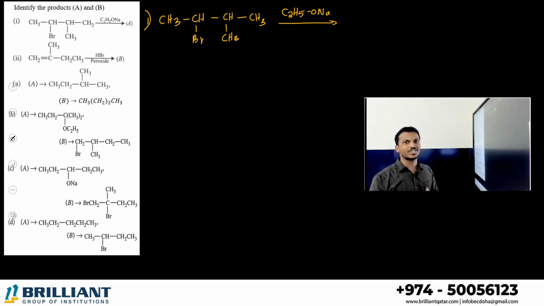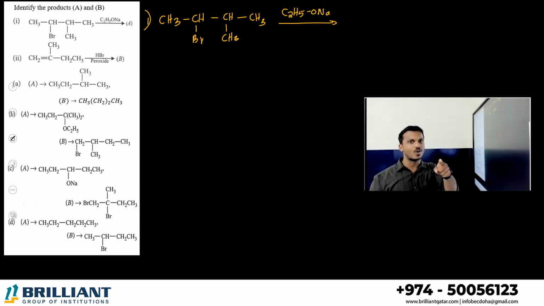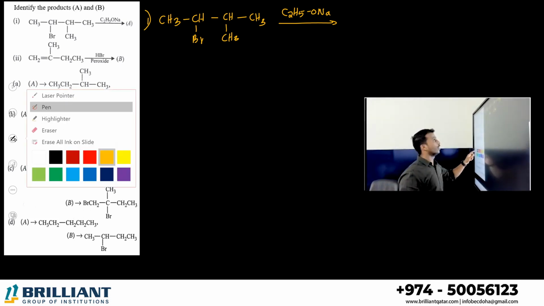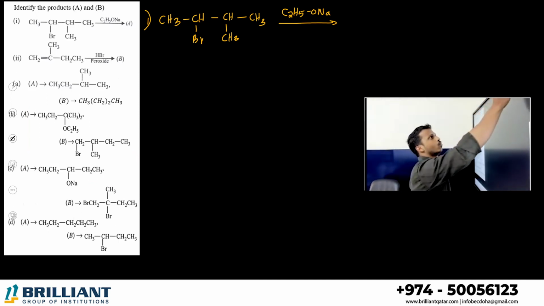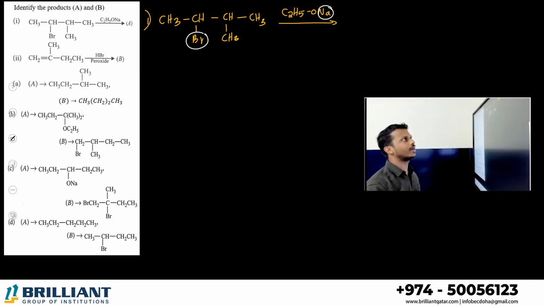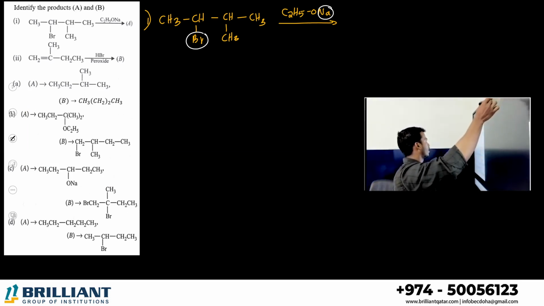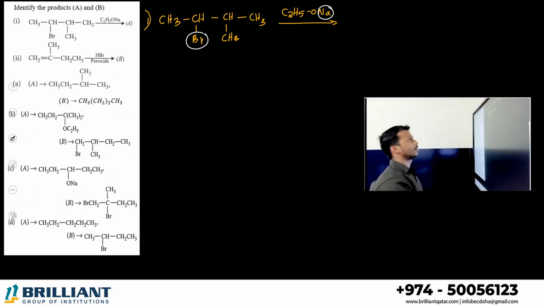So what is this reaction? You got it. This is a haloalkane treated with a sodium alkoxide. That is called Williamson's ether synthesis. What you have to do here: you eliminate the bromine as NaBr, then substitute OC2H5 there. So you will get the major product. But here also we have to check it.